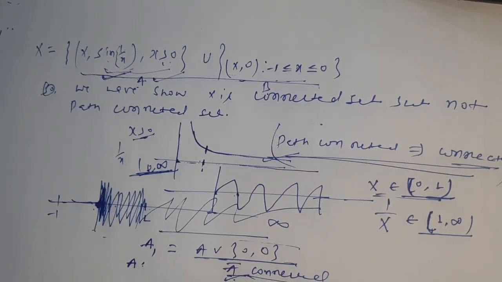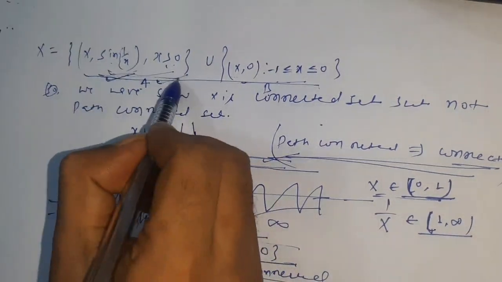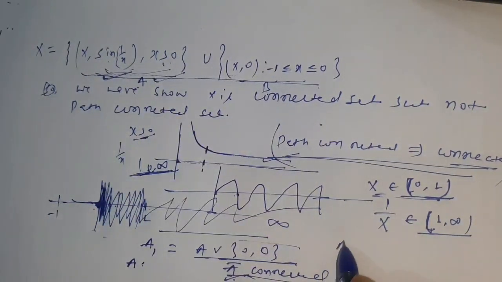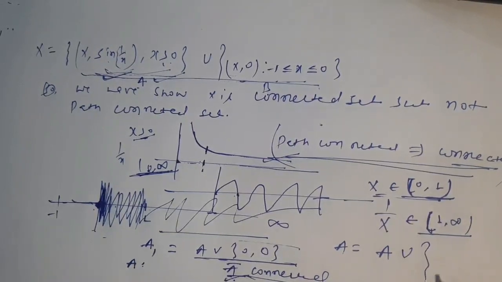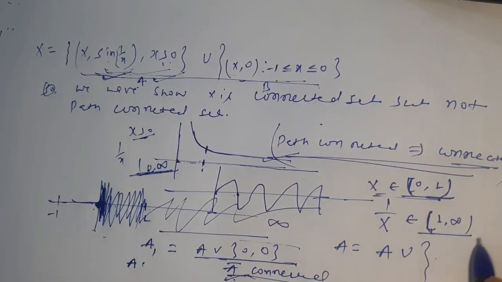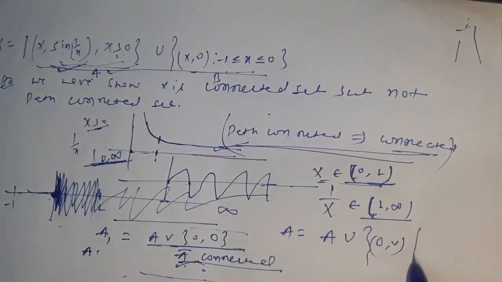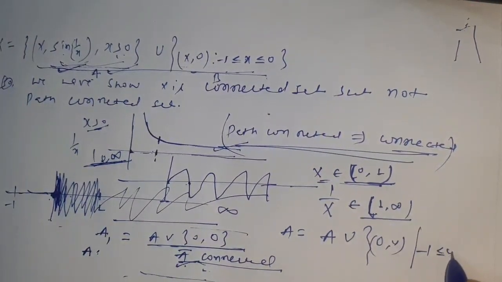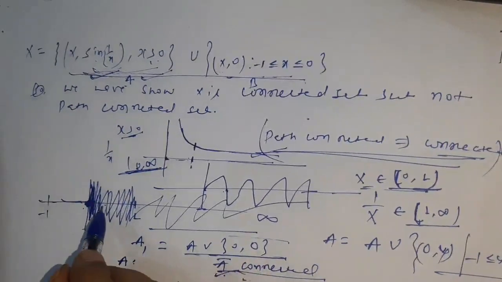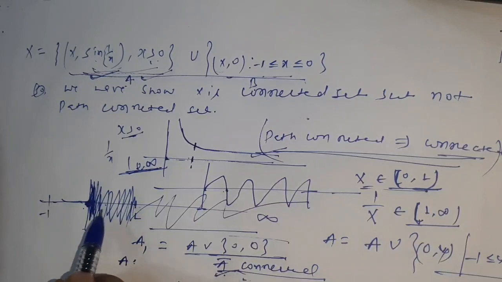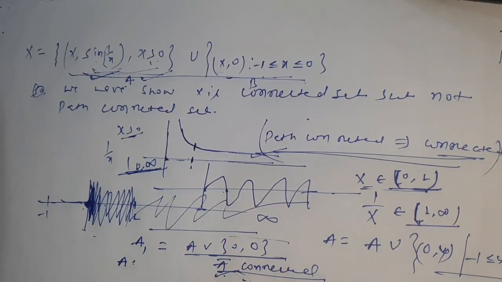What is a closure? If A is this, then what is a closure? A closure will be a union of this, {(0, y) : -1 ≤ y ≤ 1}. It means the derived set of this. If we have to find a closure, then we have to find firstly what is the limit point of A.